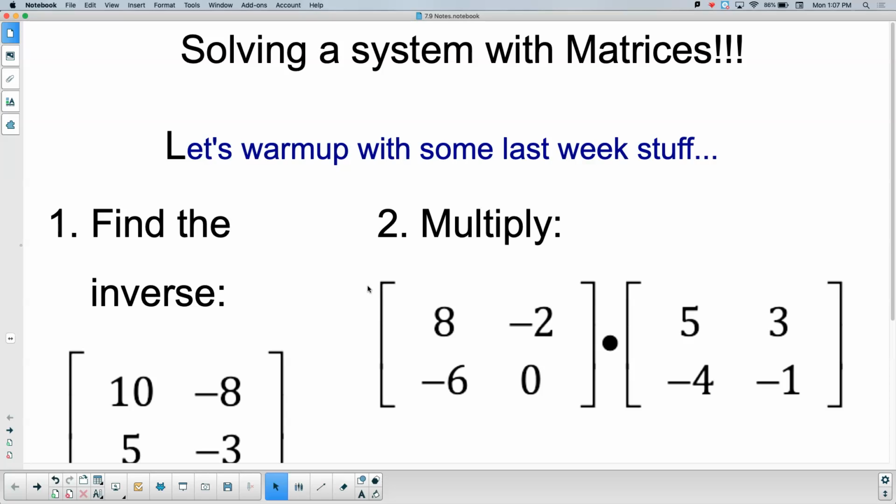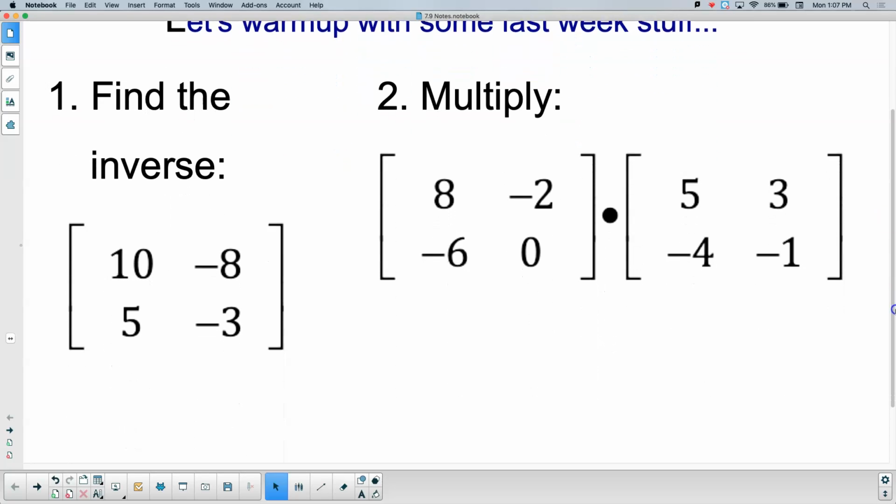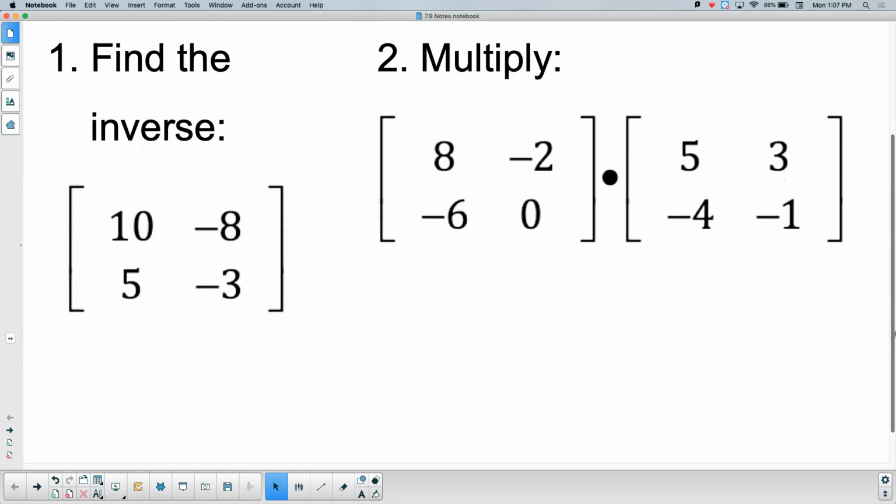All right, so we need these two concepts in order to go forward today. A great warm-up: one, finding an inverse, which would have been Thursday's notes, and multiplying, which would have been Wednesday's notes. So remembering back to Wednesday, Thursday. Go for it. I'll give you a couple minutes.